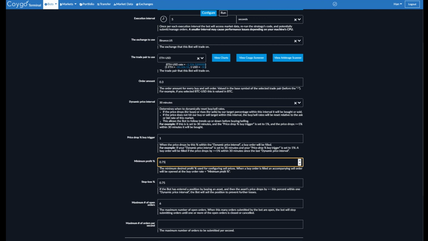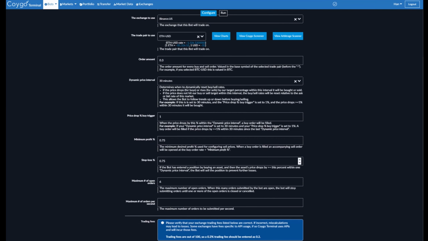Now say after 30 minutes, the price has not risen to 0.75%, but we're up by 0.5%. The bot will see that, and after 30 minutes, it'll say, okay, the market is trending upwards. We haven't quite hit our target profit yet, but it's still trending upwards. So we'll reset the buy price up again. And then a half hour later, it will reevaluate again. So this allows the bot to follow markets trending upwards before selling or trending downwards before buying.